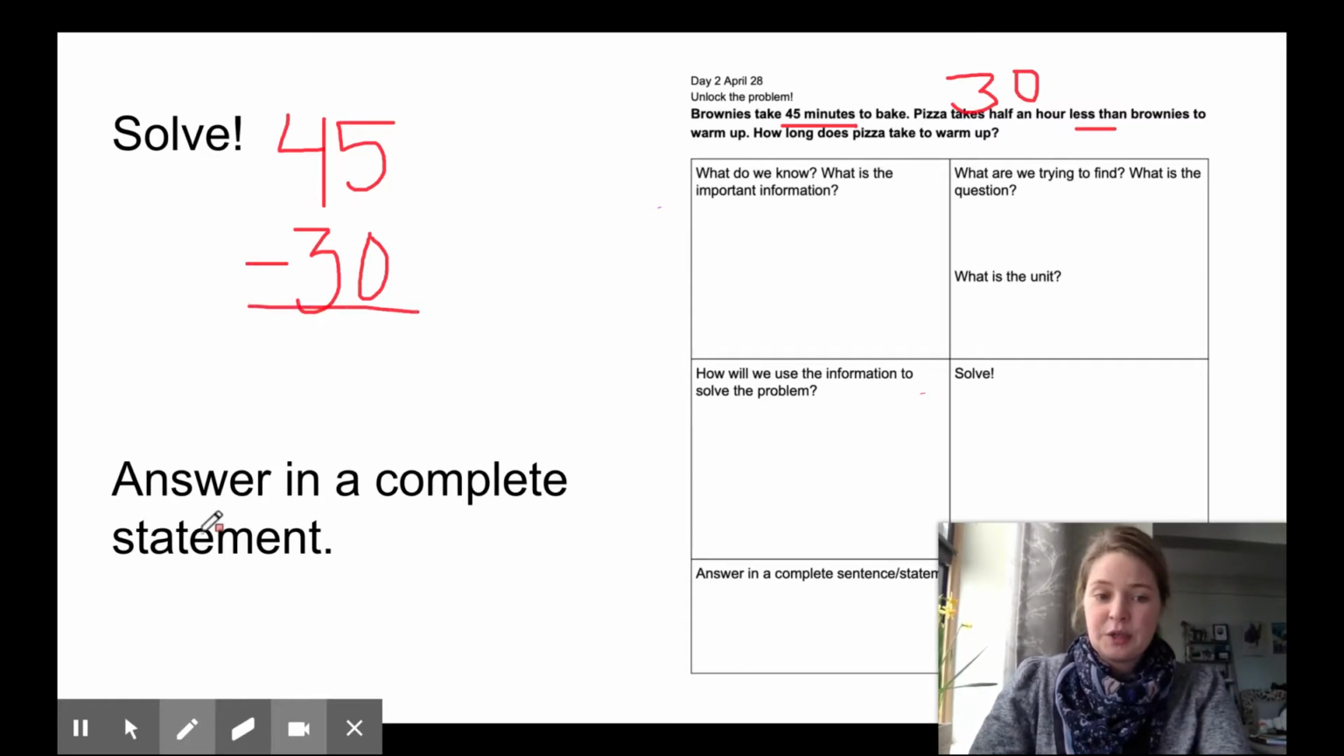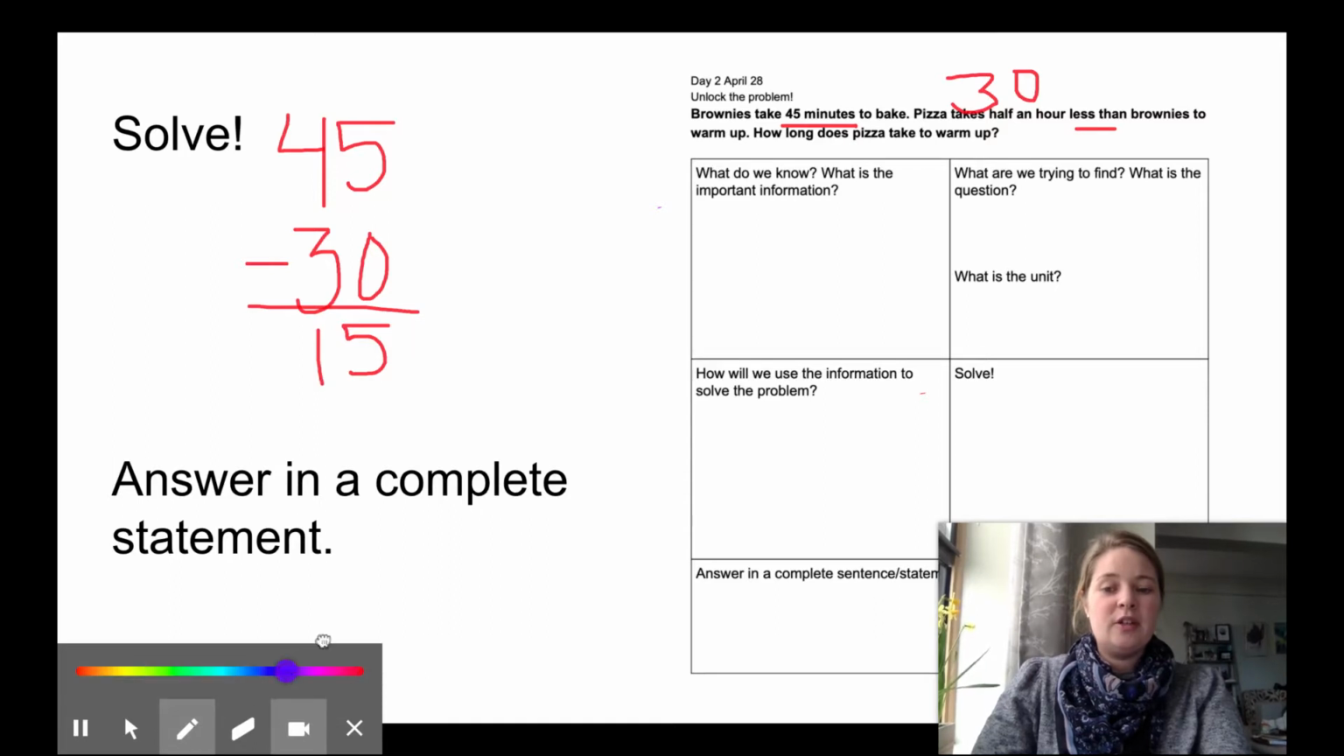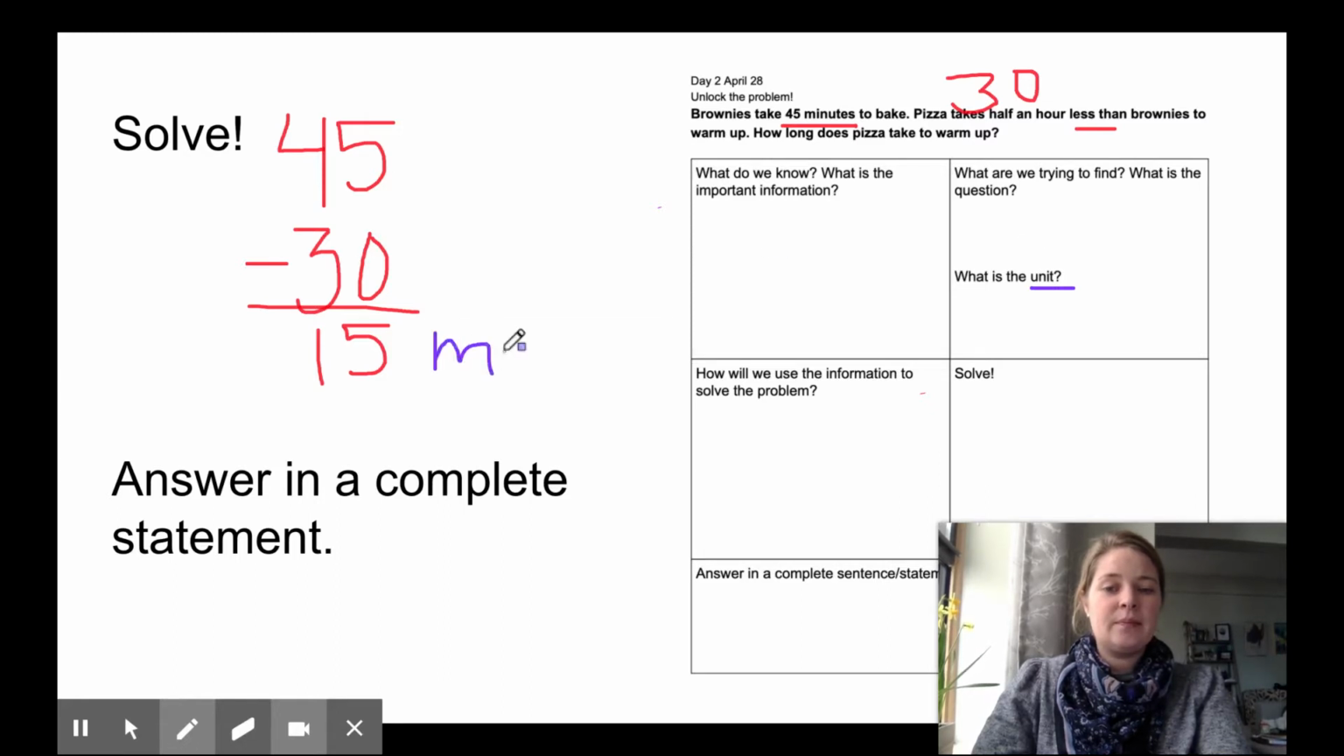This is easy to do in my head, but since I wrote it the vertical way, let's practice the vertical way. Remember, we start with ones. 5 minus 0 is 5. Then we move to tens. 4 minus 3 is 1. Make sure that you're using your unit. Remember, we decided our unit was minutes, so 15 minutes. Make sure that you write it out in the solve box.